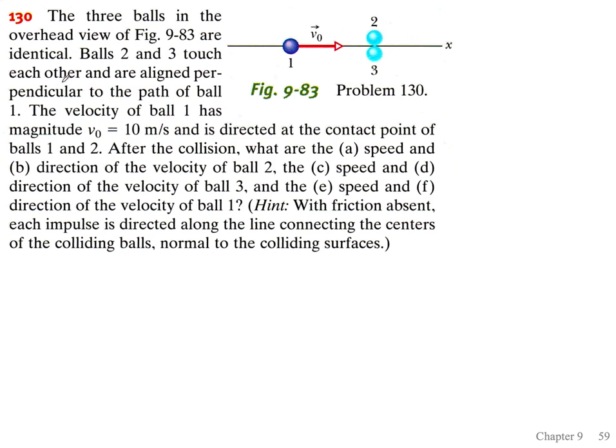And finally, I just want to take a look at one textbook problem, 130. You've got a ball of velocity v0, and it's going to collide with these two balls, 2 and 3, that are initially at rest. They all have the same mass.